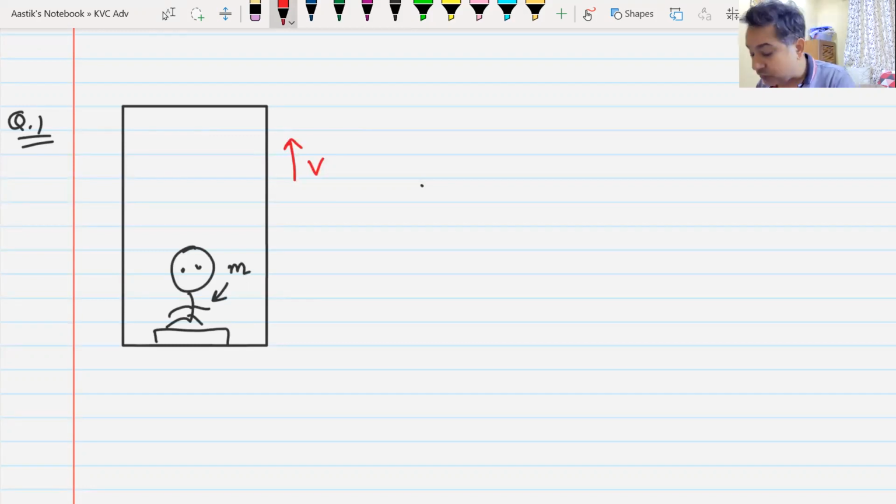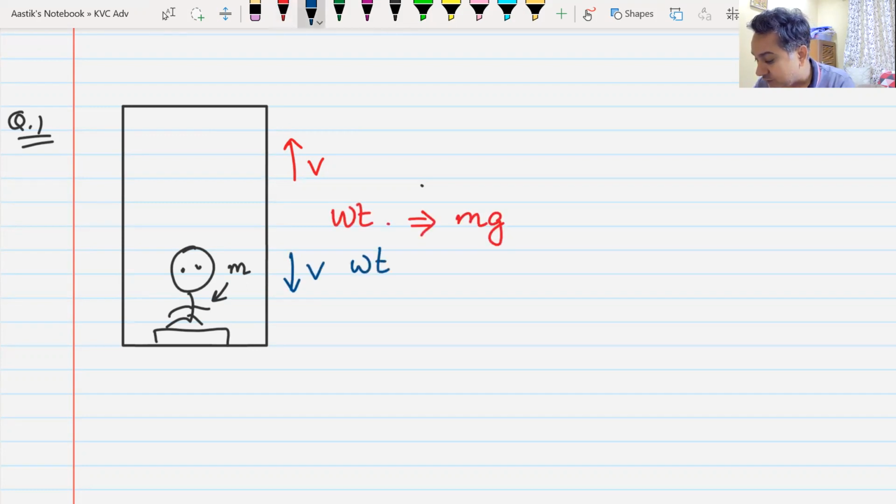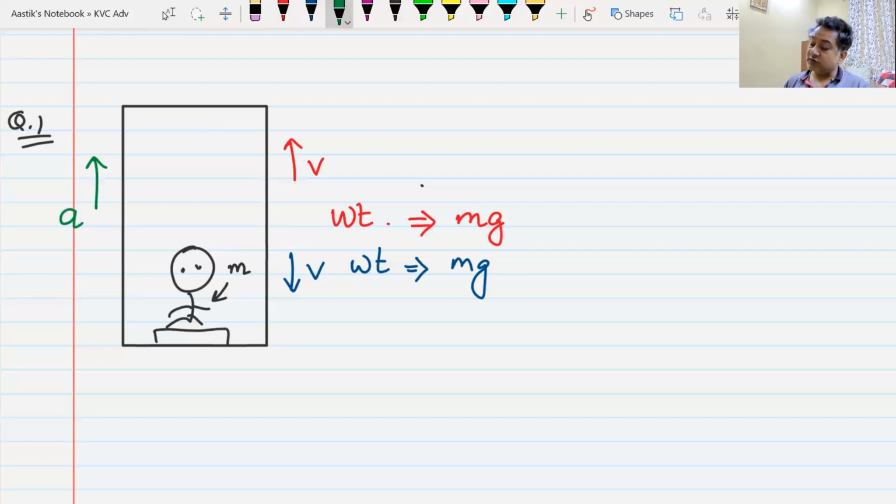If someone asks you what is the reading in the weighing scale, or what will be the weight of this body which will be read in the weighing scale? If it is moving upwards with a velocity, the weight will be the same, mg. It will not change. If it is moving down with a uniform velocity v, in that case also the weight will remain mg. Nothing changes.